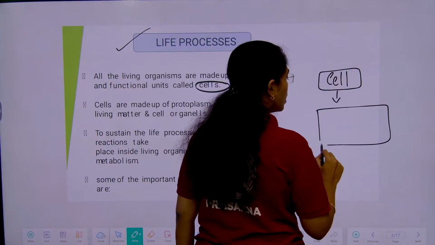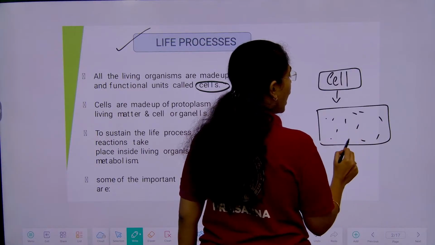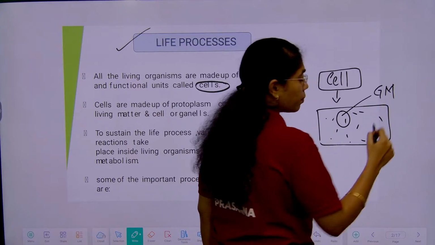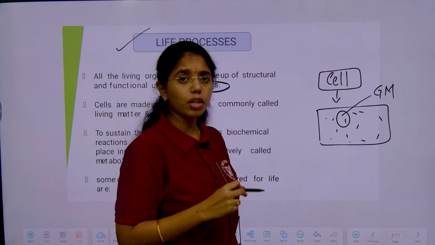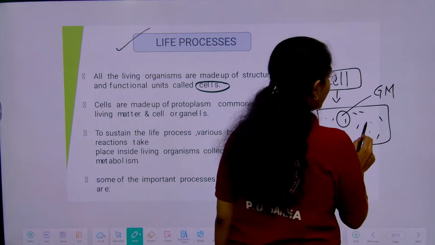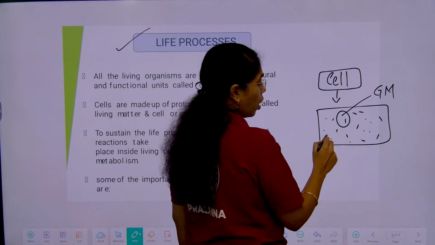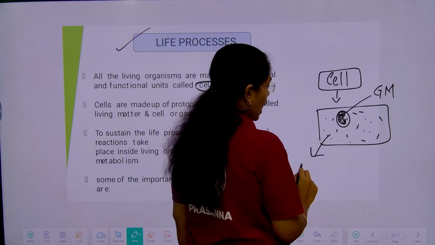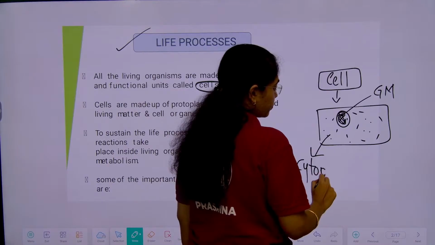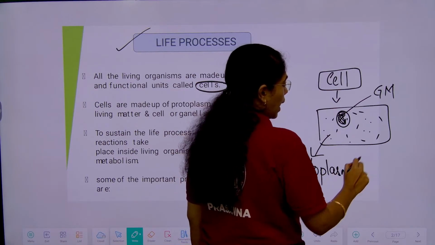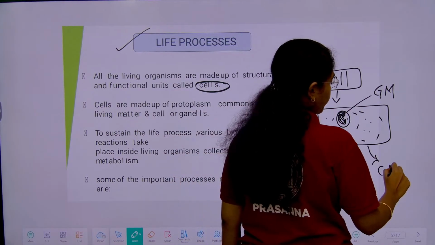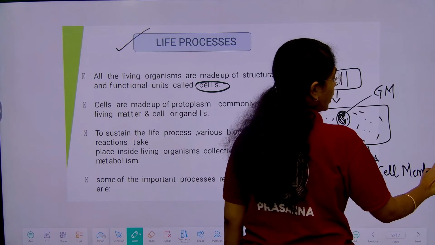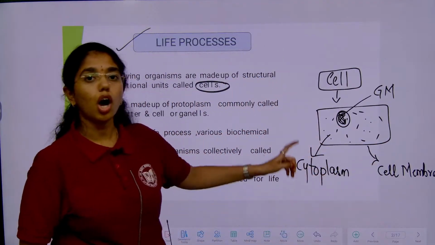cytoplasm and genetic material. A single cell will have a genetic material, whether it is surrounded by nuclear membrane or not, and then it has nucleoplasm or cytoplasm. Nucleoplasm will be there inside the nucleus, and then cytoplasm inside the cell, and then cell membrane. Right? These are the three components of a cell.